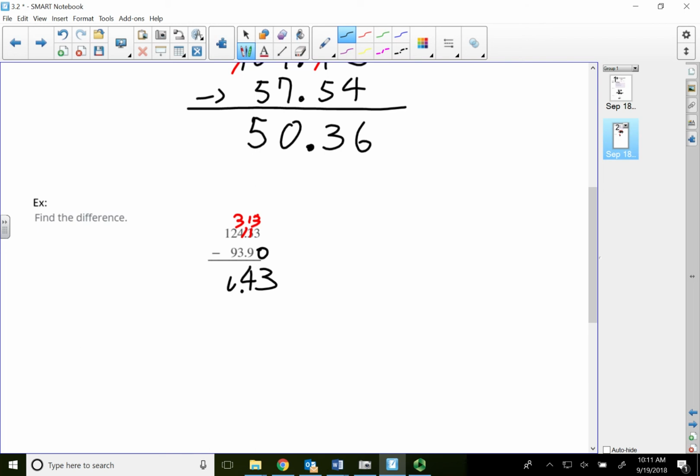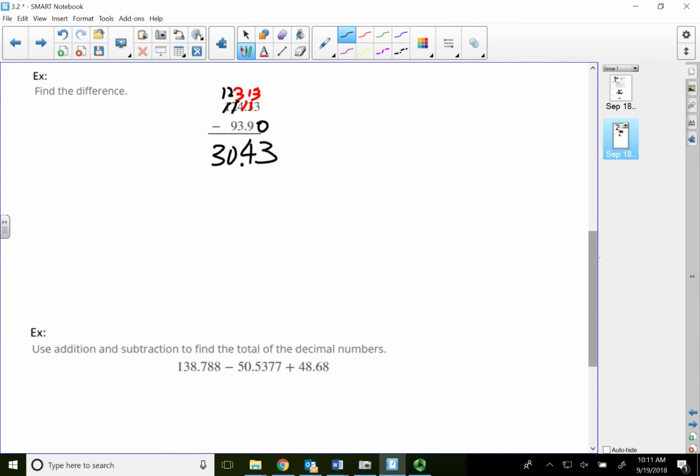3 minus 3 is 0. The 2 cannot subtract the 9, so that borrows from the 1. So the 2 becomes 12. 12 minus 9 is 3. So my answer is 30.43.